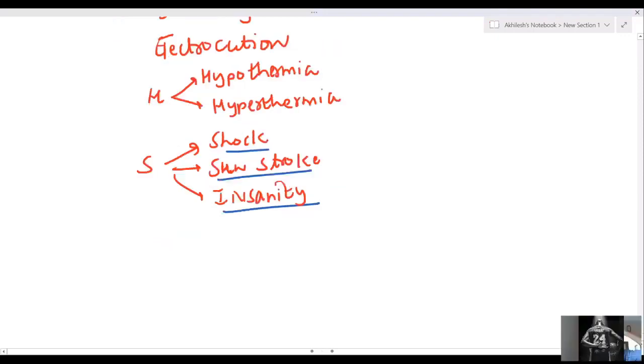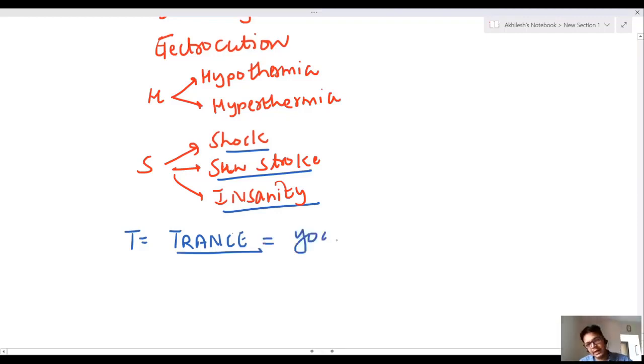And the last is very, very important. T for trance. You are doing yoga and other activity. This is trance. So these are the findings in which you look like a dead person.